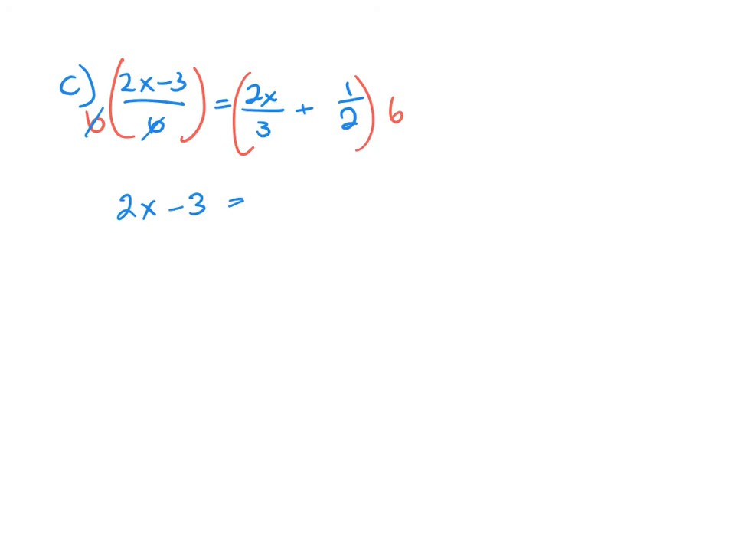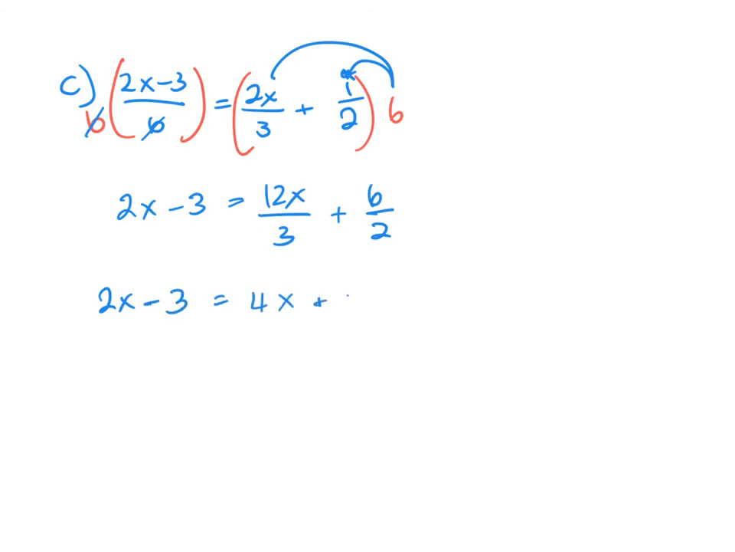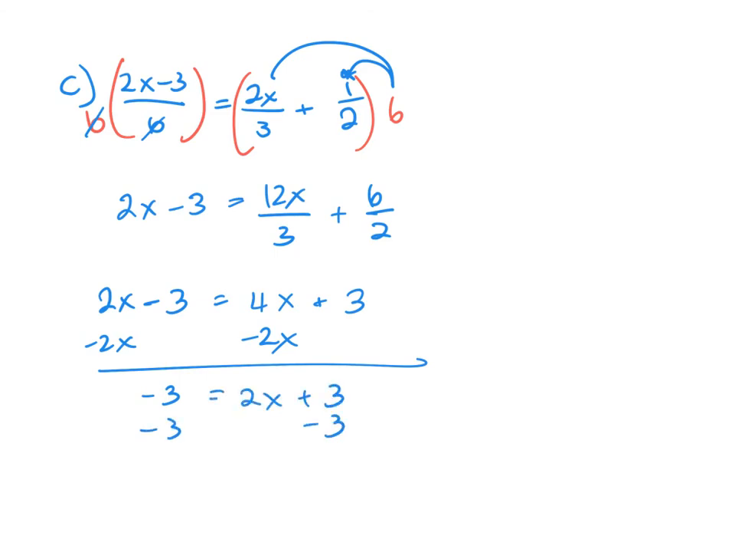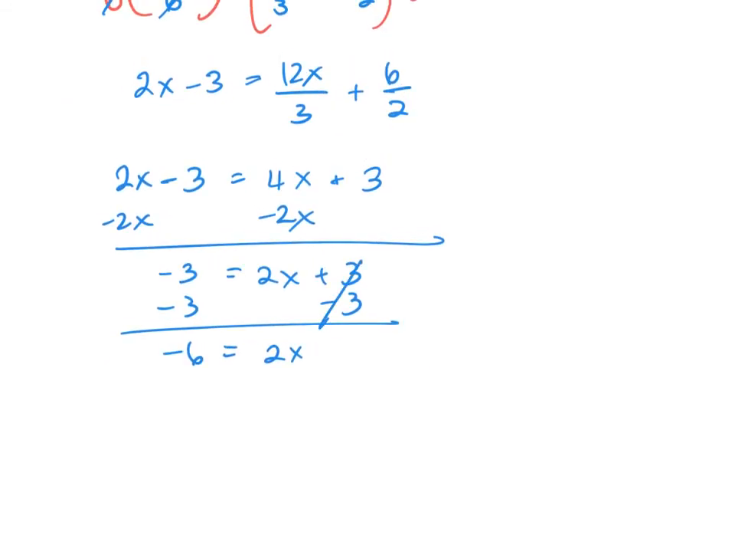And then I get 12x over 3 plus, so again I'm distributing here, 6 over 2. So I get 2x minus 3, 4x plus 3. So again I'm trying to get my x's on one side, and this now turns into a problem like you already know how to solve. And if ever I'm going too fast, feel free to slow the video down, pause it. Okay, so I'm just getting rid of the constant and putting it onto the other side. And then I'm dividing by 2, so x is negative 3.